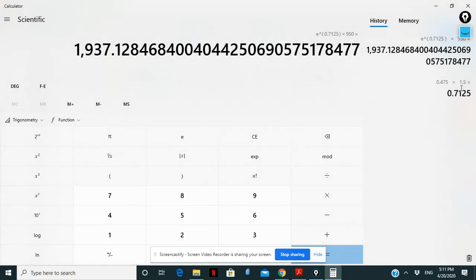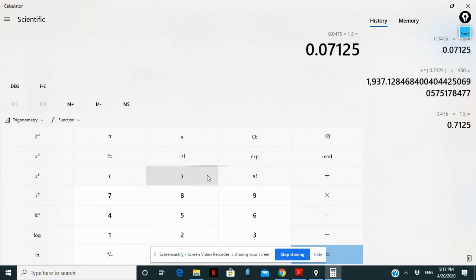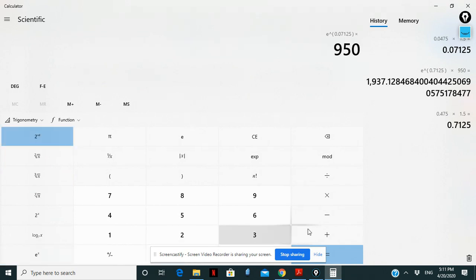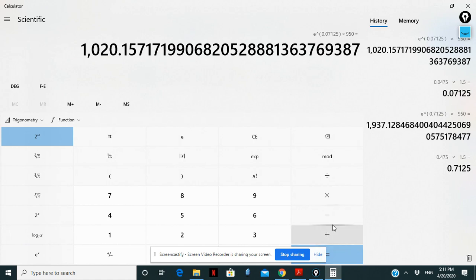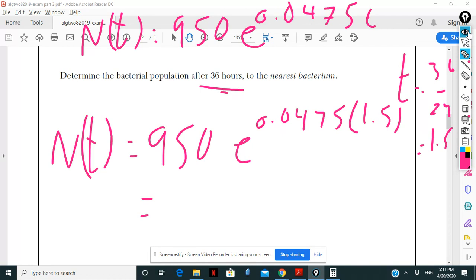No, there is a mistake. This number is incorrect. Redo it again. So 0.0475 times 1.5, e to the power of that, multiplying by 950, equals 1020. So the answer is 1020 to the nearest bacterium.